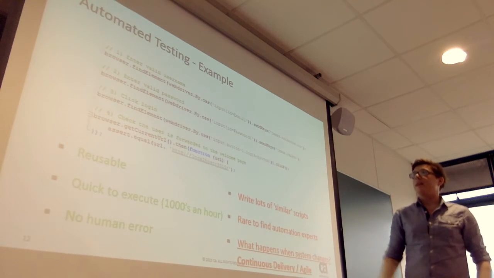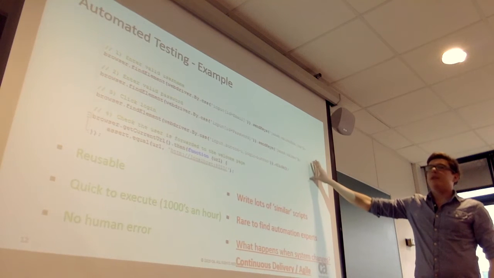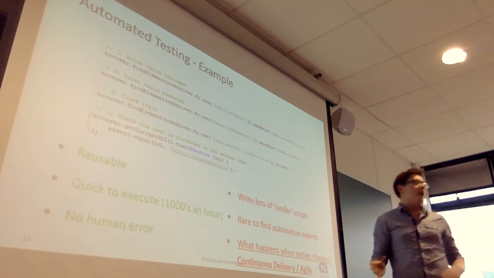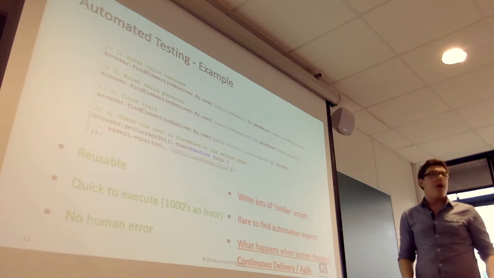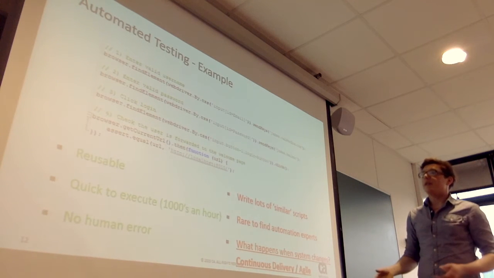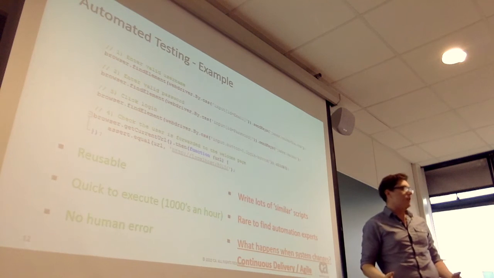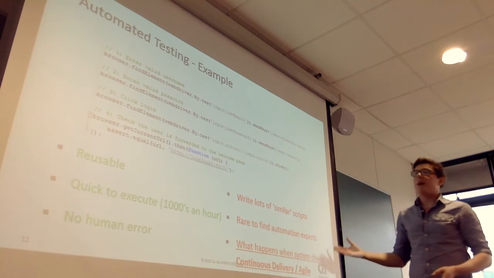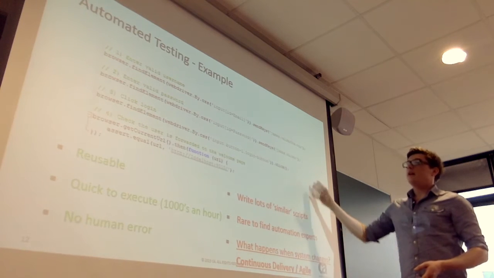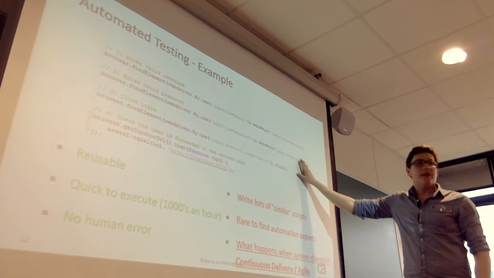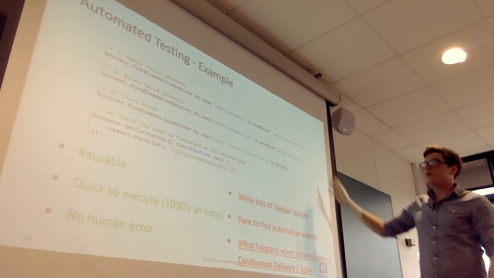Now, this is completely reusable. Once I've written one of these test cases, I can go away and execute it on a build machine, perhaps after I've compiled my source code. It can run these test cases, and it's very quick to execute them. So it's much quicker than manual testing. There's no human error coming into this. It's strict. We've written this in code.